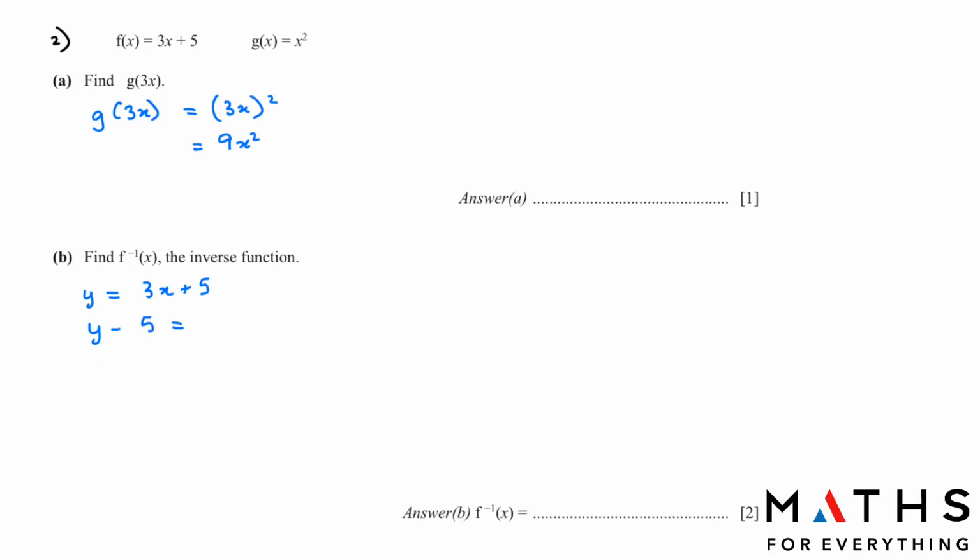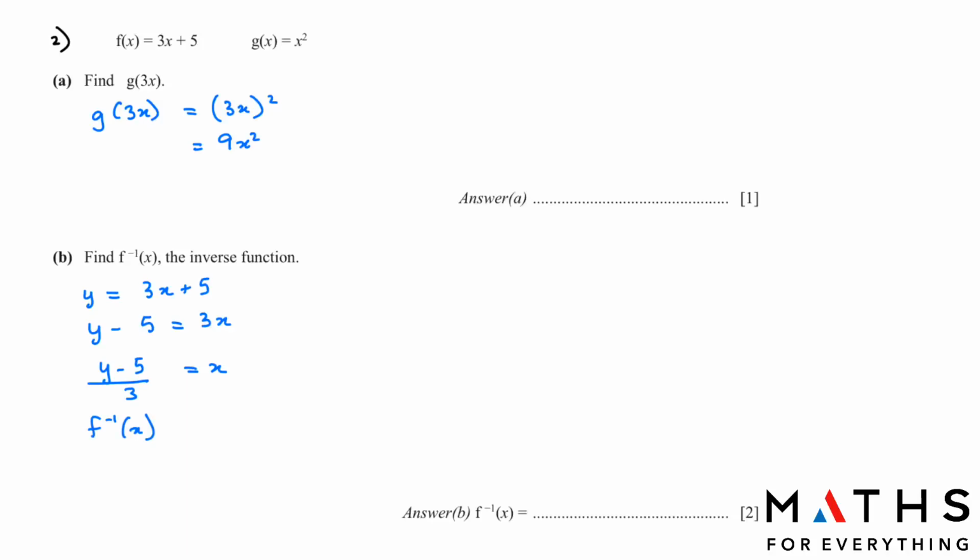Y minus 5 is equal to 3x. This is a multiply. When you shift to the other side, it will be a divide. So y minus 5 over 3 is equal to x. After you make x the subject, you know what you have to do? In place of x, write f inverse x, but we are going to write it on the left-hand side.